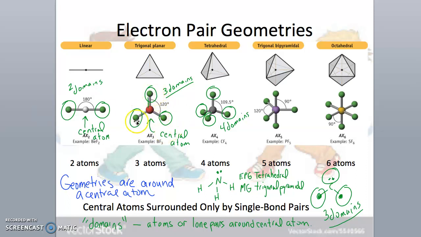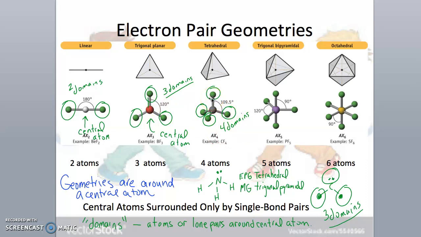The next one, 3 domains, we call this trigonal planar. So this is flat. It's hard to see in 2 dimensions, but it's flat like a piece of paper. And these atoms are placed 120 degrees apart from one another. And this is the arrangement that will put these as far apart as possible. So we've got 120 degrees. If we think about a full circle being 360 degrees, I can divide that by 3 and get the 120. That'll help me remember that bond angle.